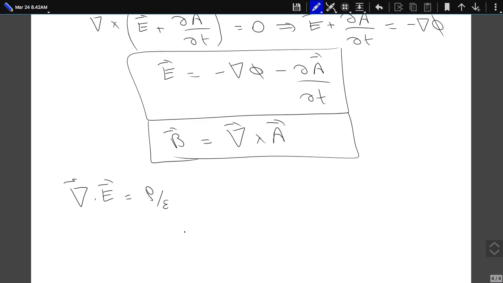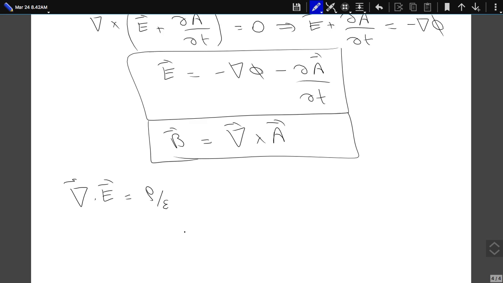Now let me write it in this form. Well, in this form it is valid both in vacuum and also in a linear dielectric. So in vacuum, this epsilon is just epsilon 0. In a linear dielectric, that is just epsilon, the permittivity of that dielectric.